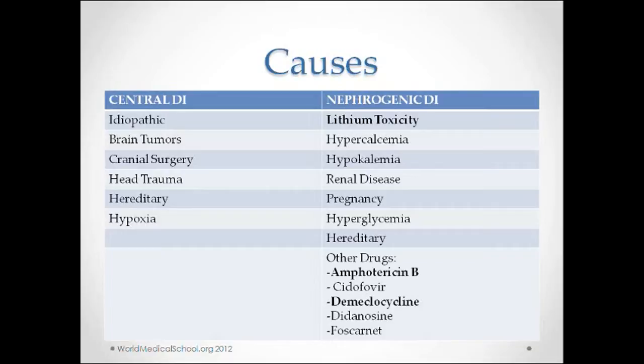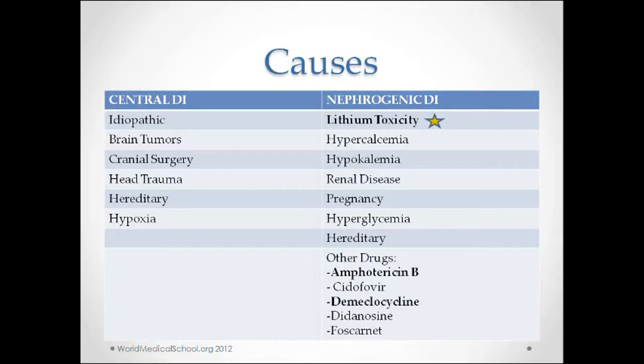Other causes include electrolyte disturbances like hypercalcemia or hypokalemia, renal diseases, pregnancy, which could be temporary as it may resolve spontaneously after pregnancy, hyperglycemia, hereditary, and drugs, among which amphotericin B and demeclocycline are highly tested.